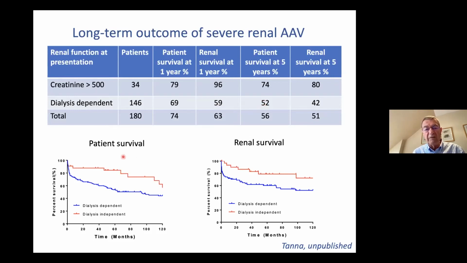And when you look at either patient survival or renal survival over the long term, patients who are independent of dialysis, even with a creatinine over 500, have a better patient survival and better renal survival over the years than those who need dialysis.